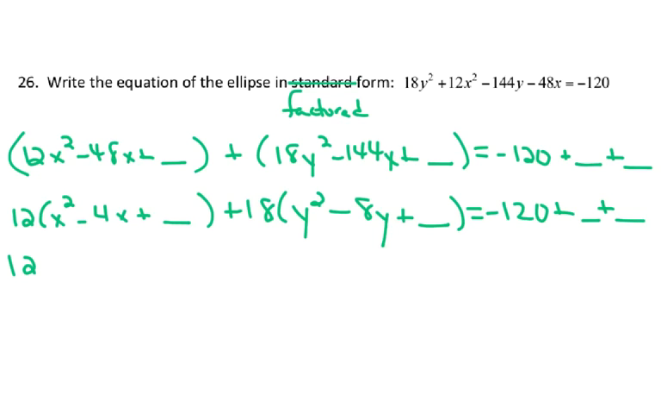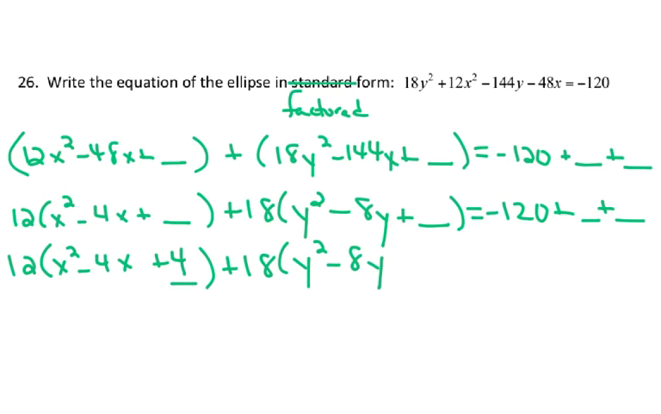Now we're going to complete the square. You determine the number that goes in the blank by taking the middle term, dividing it by 2, and then squaring it. So 4 divided by 2 is 2, 2 squared is 4. The second blank is going to be 8 divided by 2 is 4, and 4 squared is 16. But those aren't the numbers that go on the other side. Because we factored out a 12 from the original parentheses, we're going to multiply that number back in. 12 times 4 is 48. And then 18 times 16 is 288.